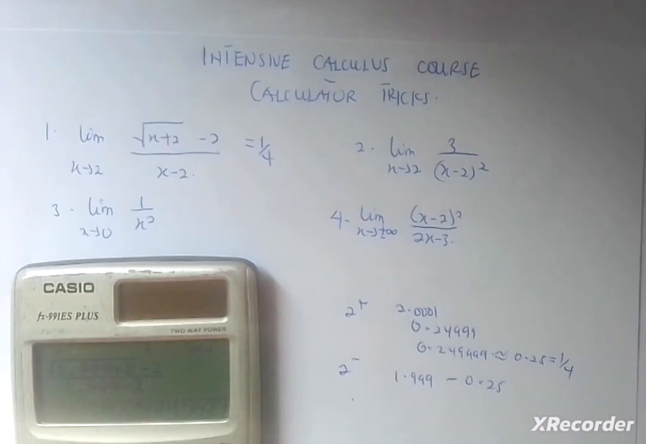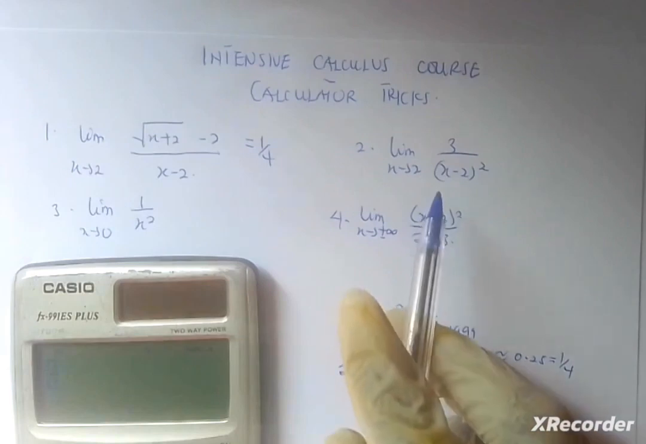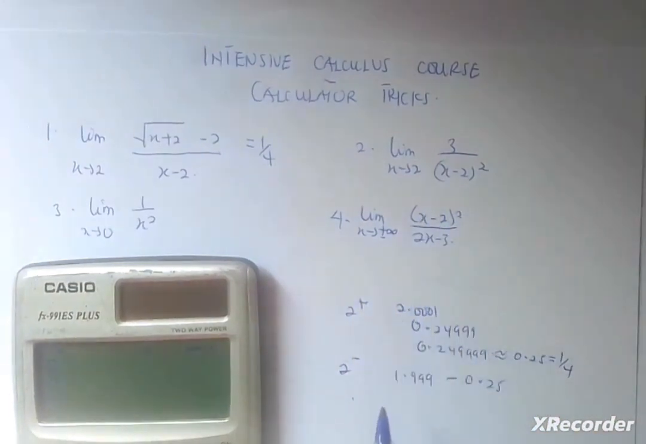This is how you can do it on the calculator simply. Let's quickly go to the next one. In this one, you have 3 over x minus 2, all squared. If I'm to put 2 here, it will be indeterminate. So let's see how the calculator can be used to solve this perfectly.